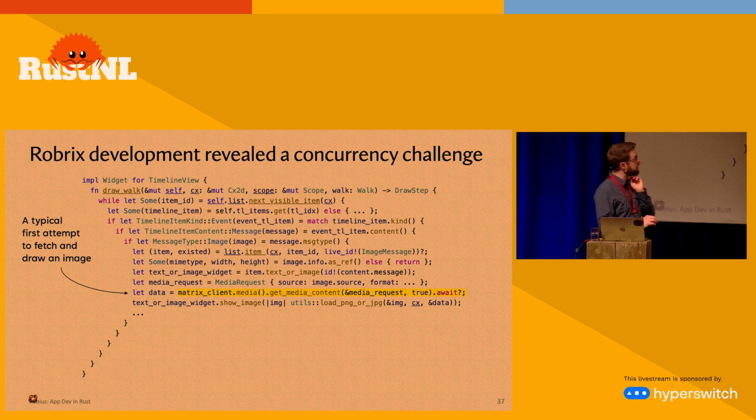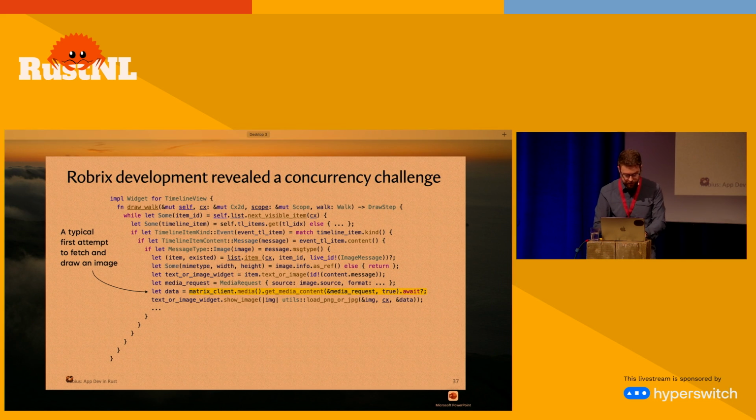So I do have time to go through one small challenge that kind of motivates another project within Robius, which is dealing with mixed forms of concurrency. I alluded to that before, but let's go over it in a little bit more detail here. So this here is the draw flow for displaying that view of messages that you saw.